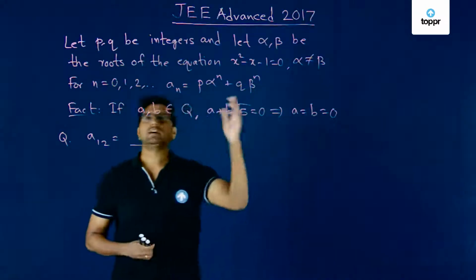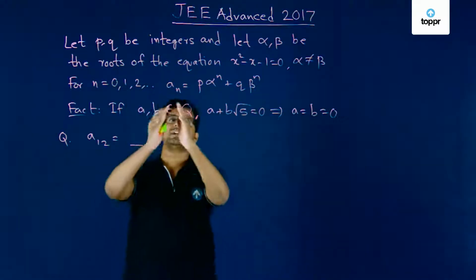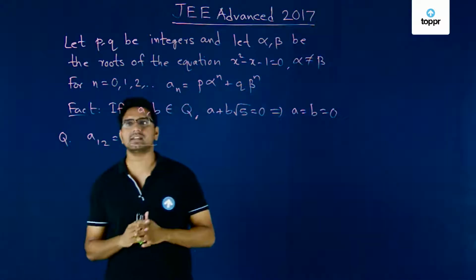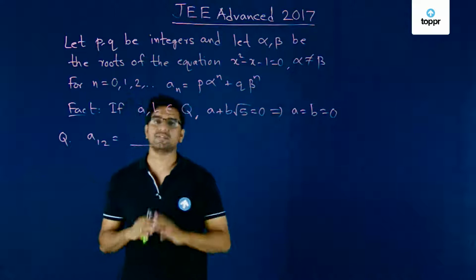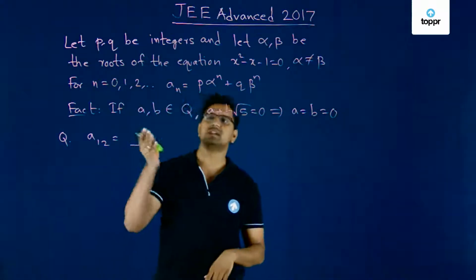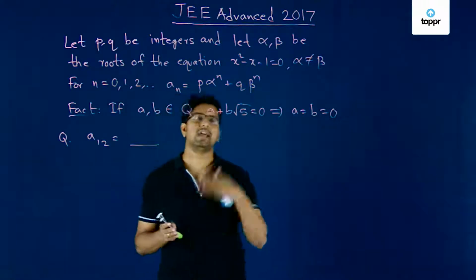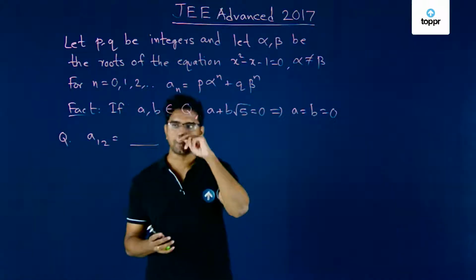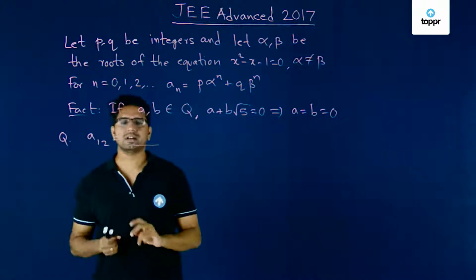Okay, and further it is given that we define an as p alpha power n plus q beta power n, and we need to find out what is the value of a12. So some kind of a fact is also given in this question, which says that if a and b are rational numbers and if a plus b root 5 is 0, then it implies a is equal to b is equal to 0. Okay, so now let's proceed and try to solve this problem.